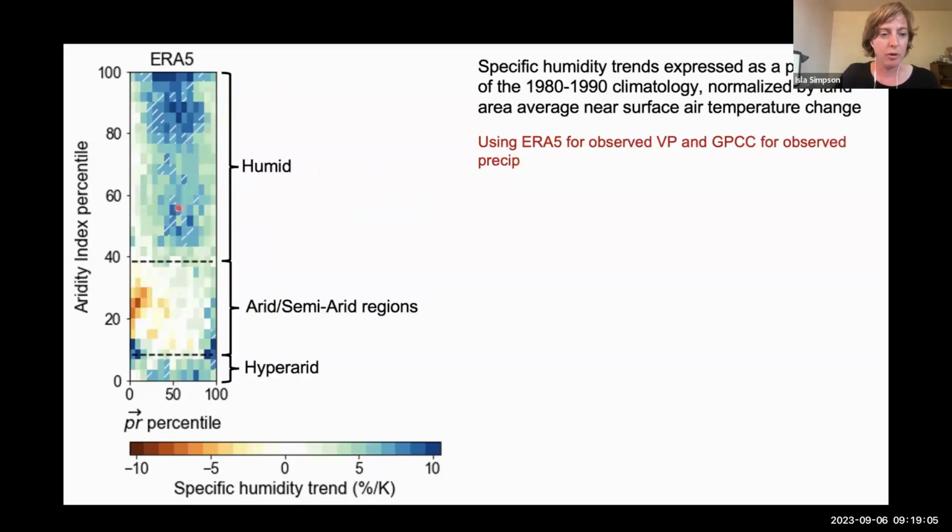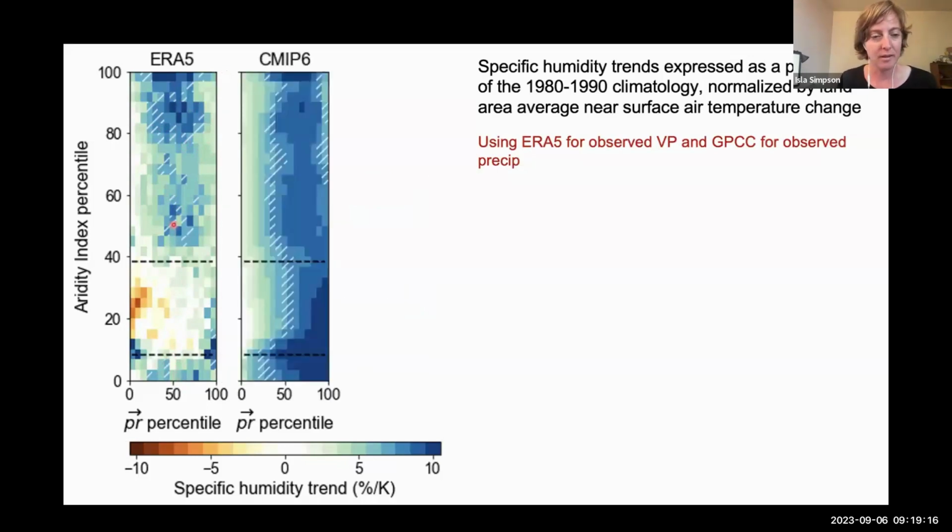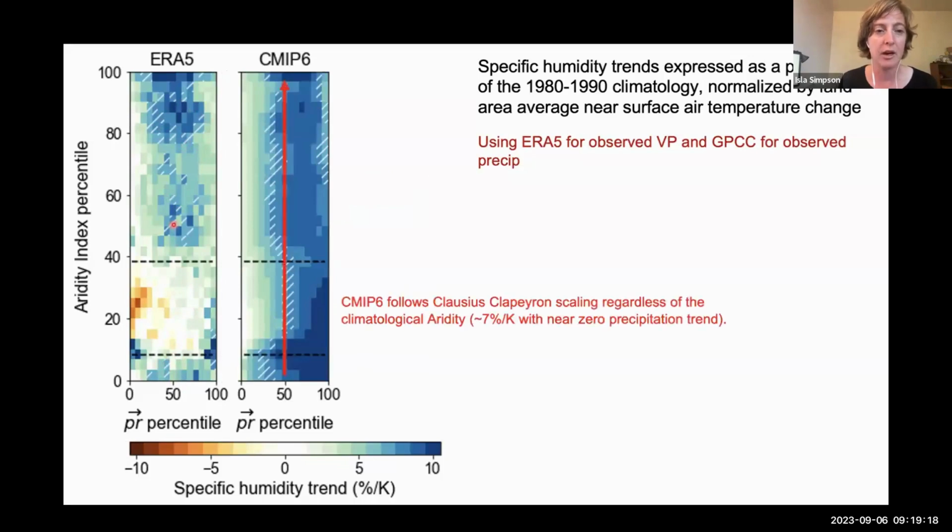So these are the humid regions. Between these dashed lines are the arid and semi-arid regions, and then we've got the hyper-arid regions down below. So this is ERA5. This is the CMIP6 ensemble mean. And what you see here is that the CMIP6 models are very closely following Clausius-Clapeyron scaling, regardless of the climatological aridity. So even in these arid and semi-arid regions, if you have near zero precipitation trend, you've got about a 7% per Kelvin rise in humidity.